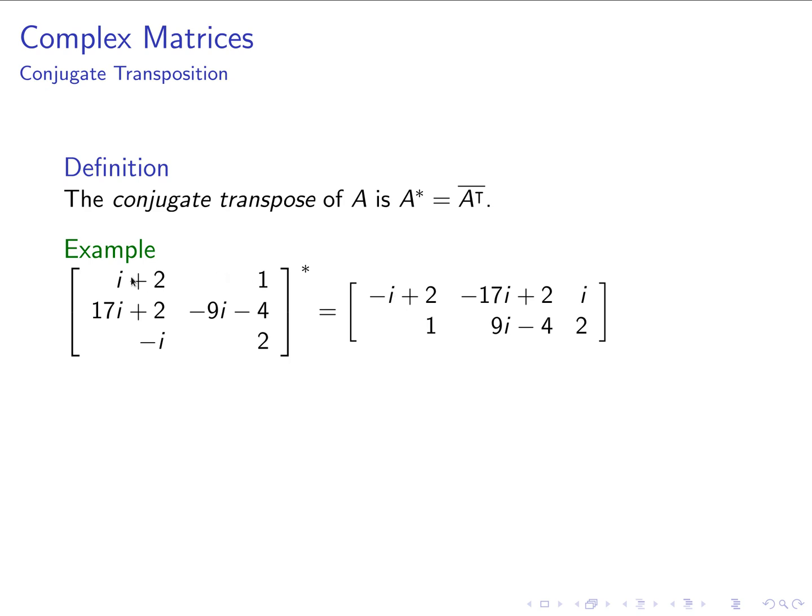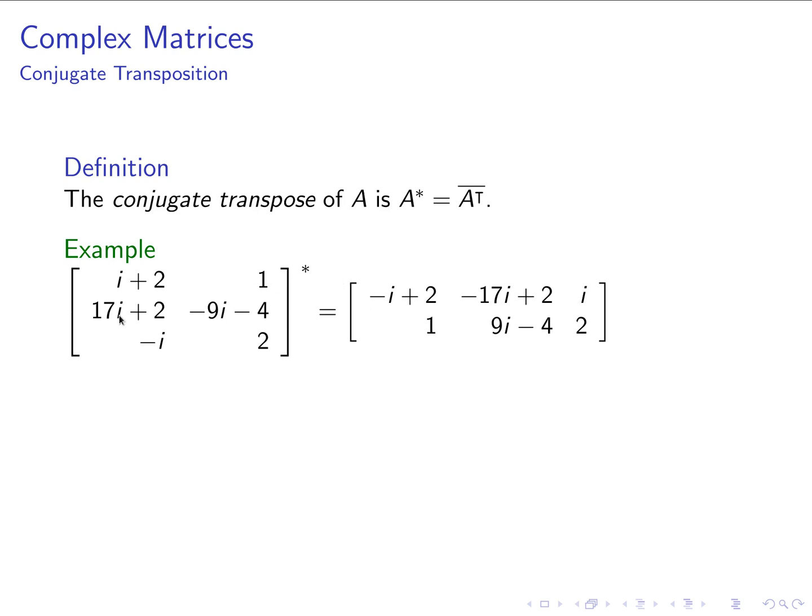So this i plus 2 and 1 in the first row of the original matrix becomes the first column of the new matrix, but we conjugate each of those entries. So i plus 2 becomes negative i plus 2, and 1 remains equal to 1.